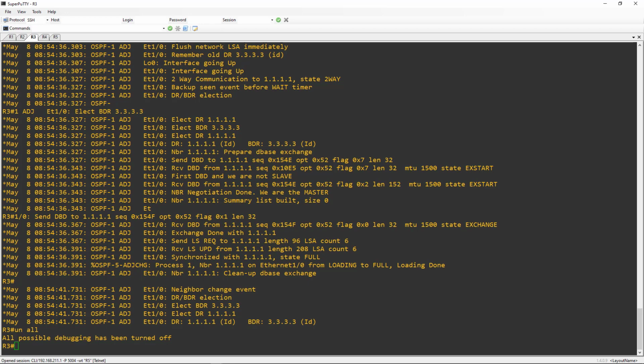That means that basically bidirectional communication with the neighbor has been established at this point. Now, on a broadcast network, which is what we have in this particular case, we do our DR-BDR election. And we can kind of see that process kicking off here. Backup seen event before wait timer. That's that wait timer that I referenced.